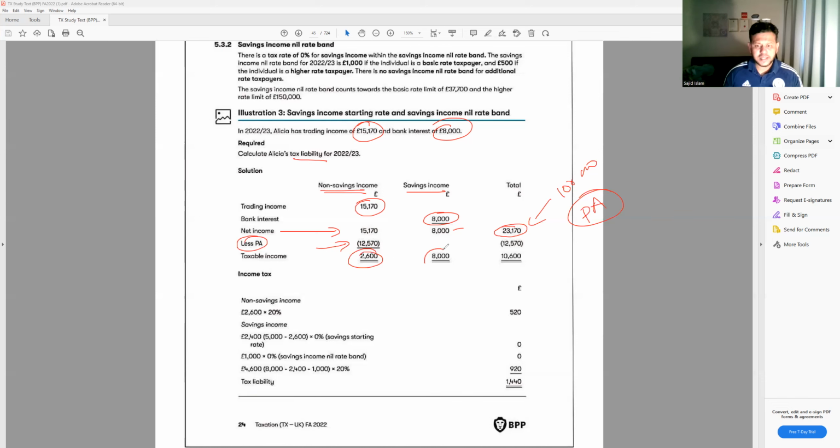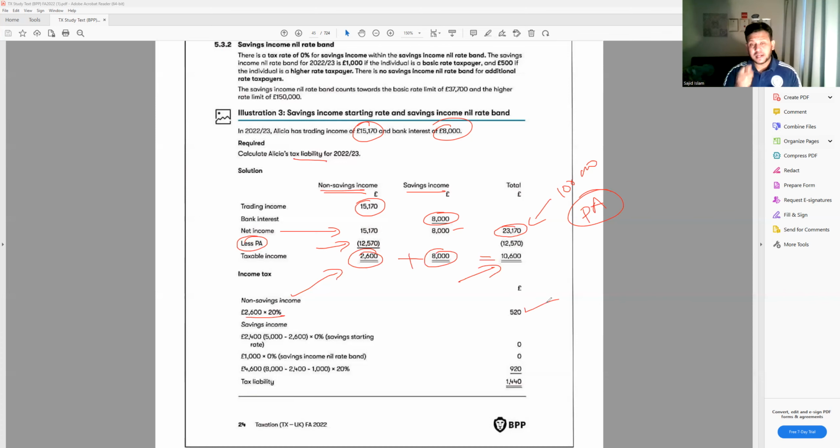My savings income is 8,000. So my taxable income is 10,600. Now I need to calculate the tax on 10,600. But I'm not going to do 10,600 at 20%, because we have non-savings and savings income, which have different rates. So the non-savings, I have only 2,600, so 20% of that is 520.